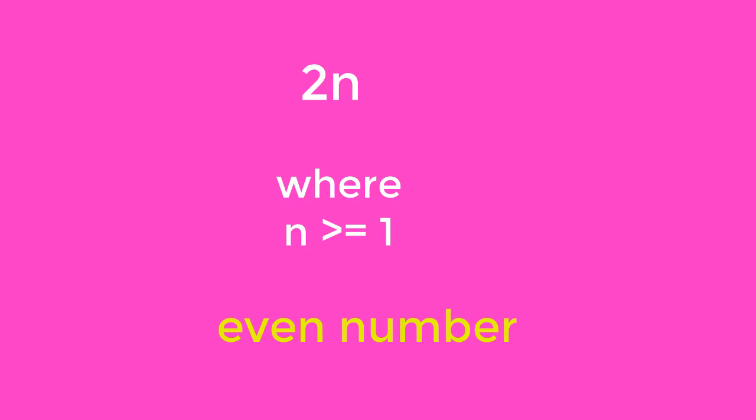Any number of the form 2n, where n is greater than or equal to 1, is an even number. Now, to get an odd number when given an even number is just you either subtract 1 from it or you add 1 to it. For example, now if you are given the number say 2, which is even, if you subtract 1 from 2, you get 1, which is odd. Or if you add 1 to 2, you get 3, which is also odd. So you see, these are odd numbers.